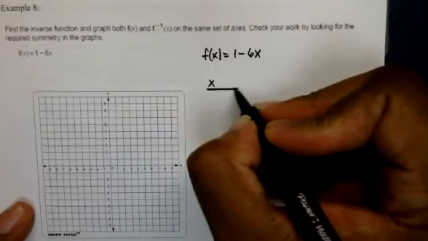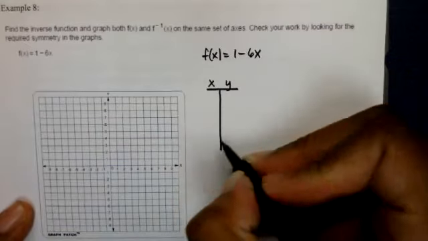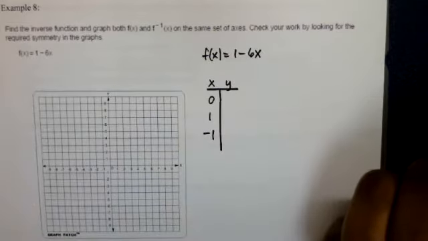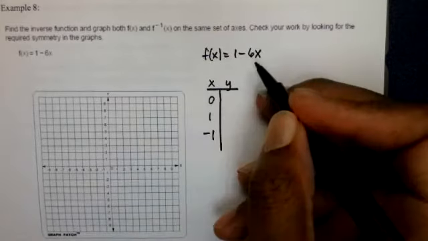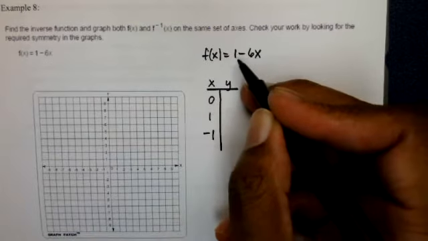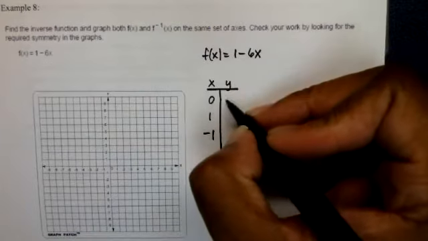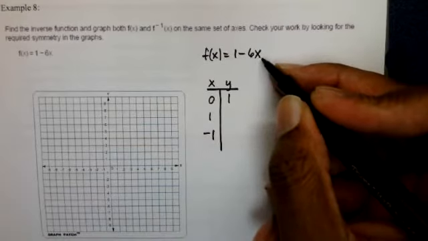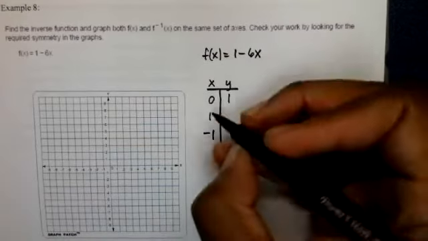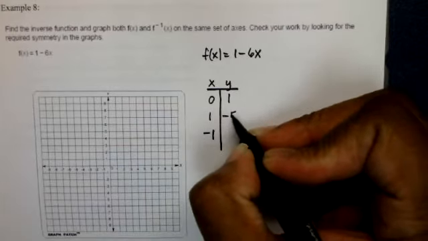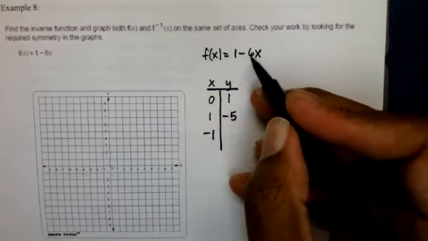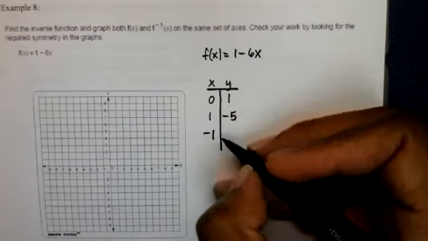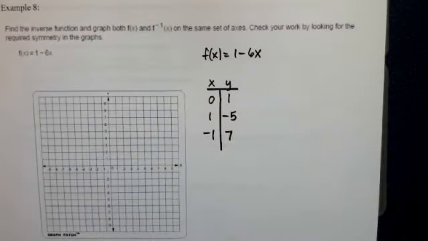So here, if I just create a table of values, let's say 0, 1, negative 1. At x equals 0, 6 times 0 is 0, 1 minus 0 is 1. Then for x equals 1, 6 times 1 will be 6, but here we have 1 minus 6, which will be negative 5. Then negative 1: 1 minus 6 times negative 1 would be plus 6, so 1 plus 6 will be 7.